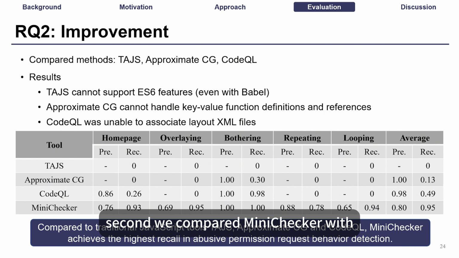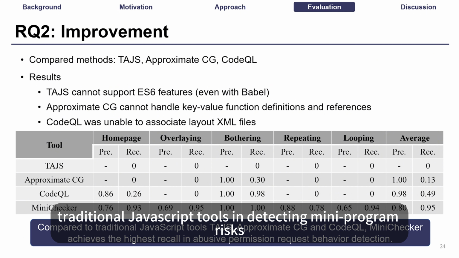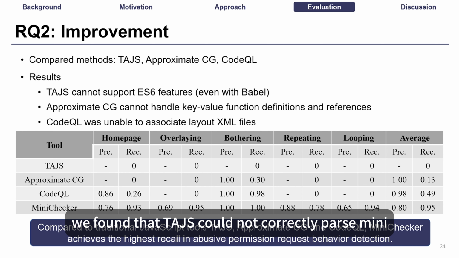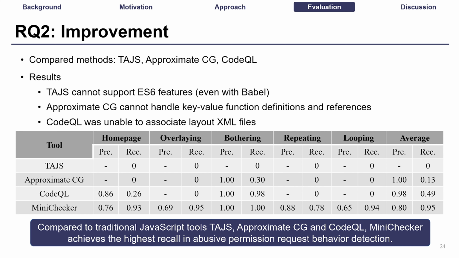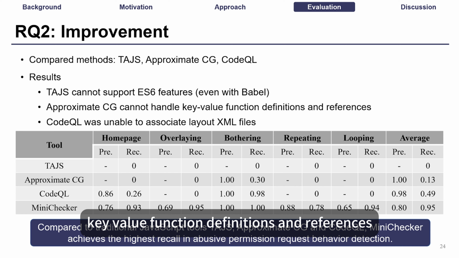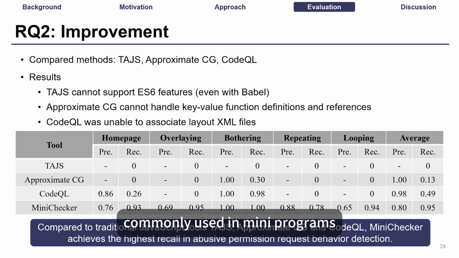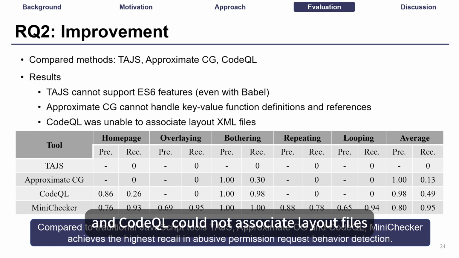Second, we compared MiniChecker with traditional JavaScript tools in detecting mini program risks. We found that TOJs could not correctly parse mini program source code. Approximate CG tools could not handle key-value function definitions and references commonly used in Mini programs, and CodeQL could not associate layout files, meaning it missed important event functions. MiniChecker effectively detected all risk types.